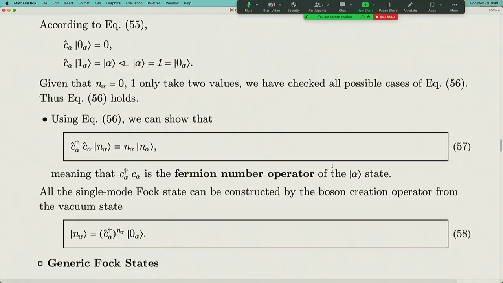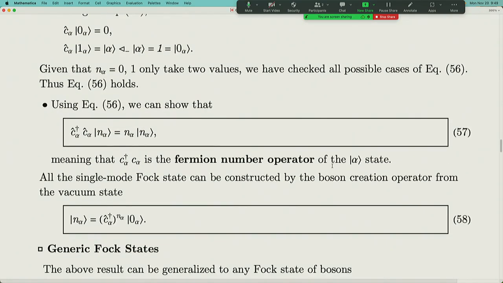And then also, the fermion also has the same property, which maybe we can talk about next time.